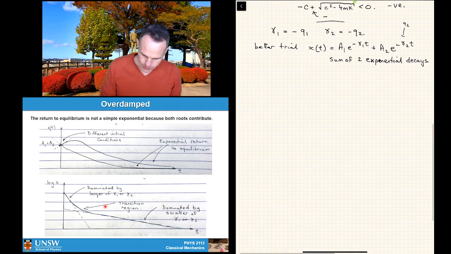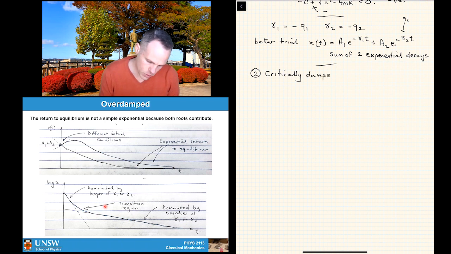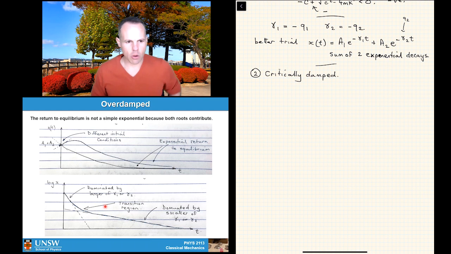The next case that we have to deal with is critically damped. So this is situation 2, critically damped. The reason we deal with the critically damped situation at all is that the solution is mathematically not quite the same as overdamped, and slightly interesting in that we have to handle it differently, because otherwise we miss an important term.